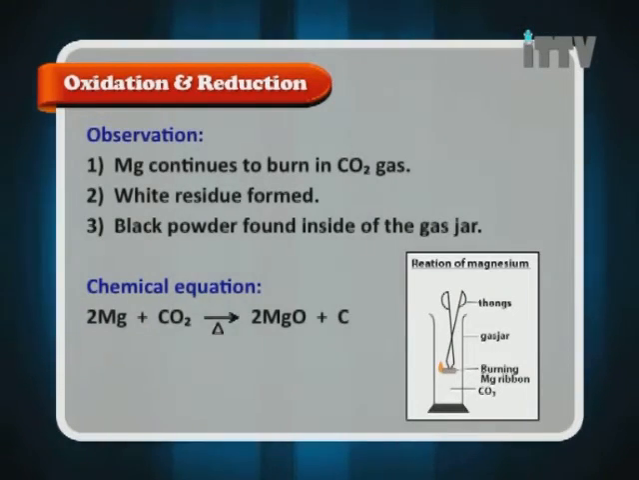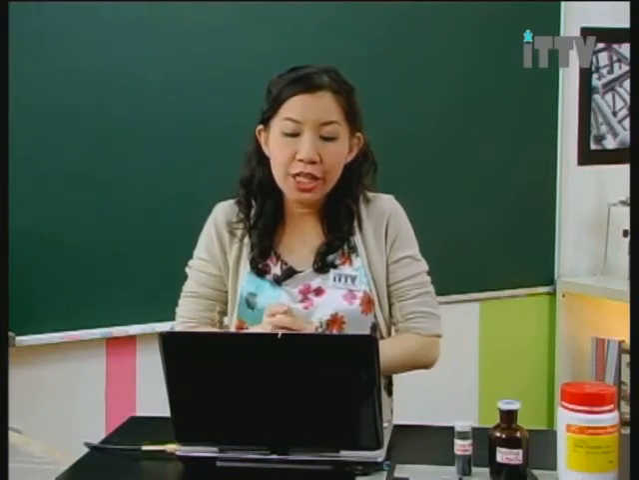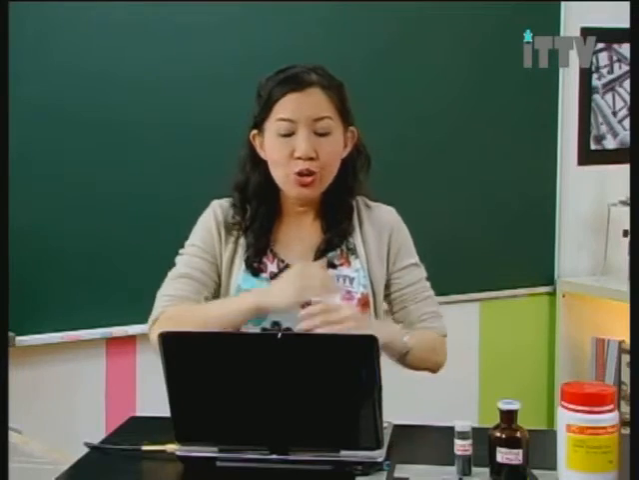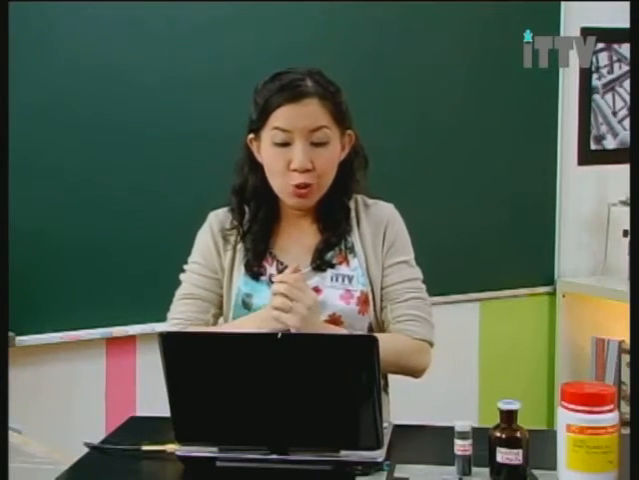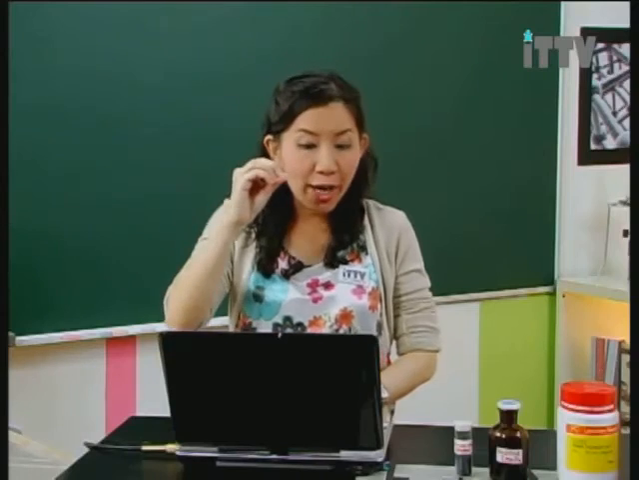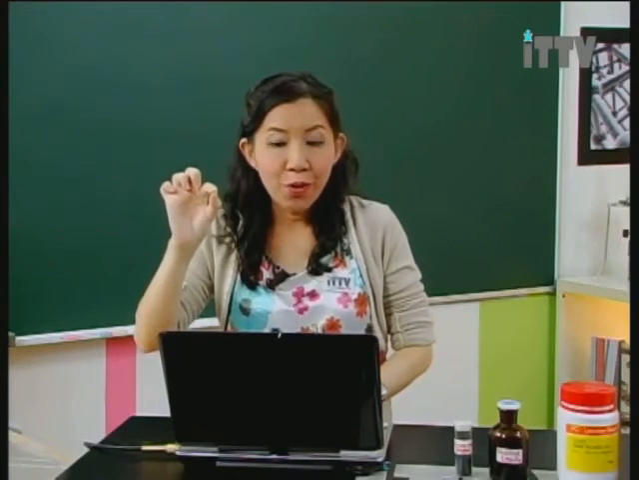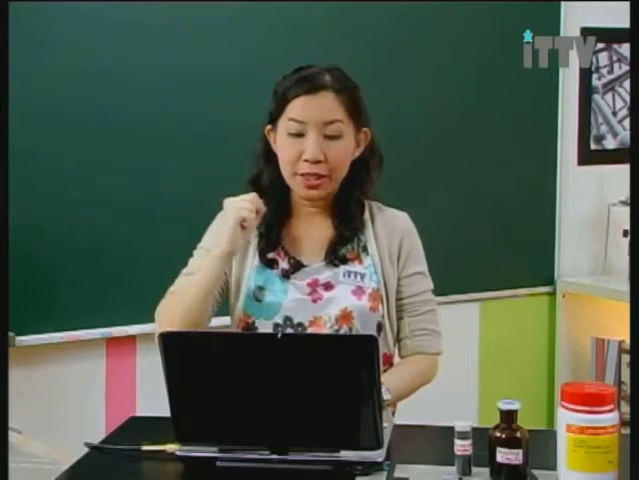And thereby this helps us in our conclusion, that magnesium is able to reduce carbon dioxide into magnesium oxide as well as carbon. So therefore, what happens is that magnesium is able to reduce carbon dioxide because magnesium is more reactive than carbon. Magnesium is at a higher position in the reactivity series than carbon, so it's able to reduce carbon dioxide into magnesium oxide, which is the white residue formed, and the black powder formed is the carbon powder.